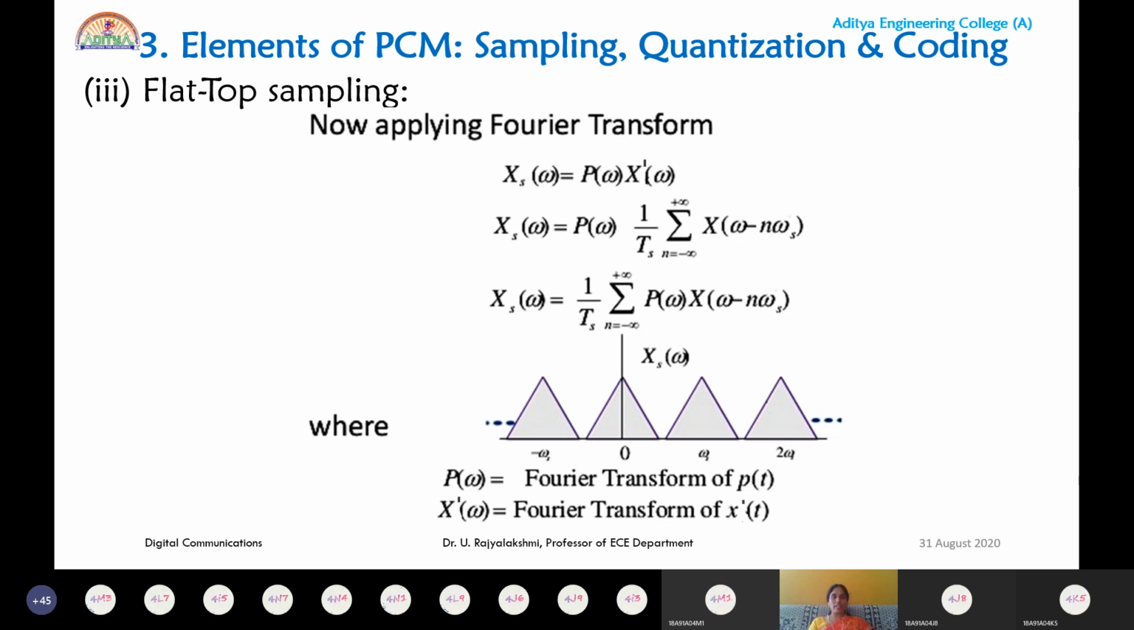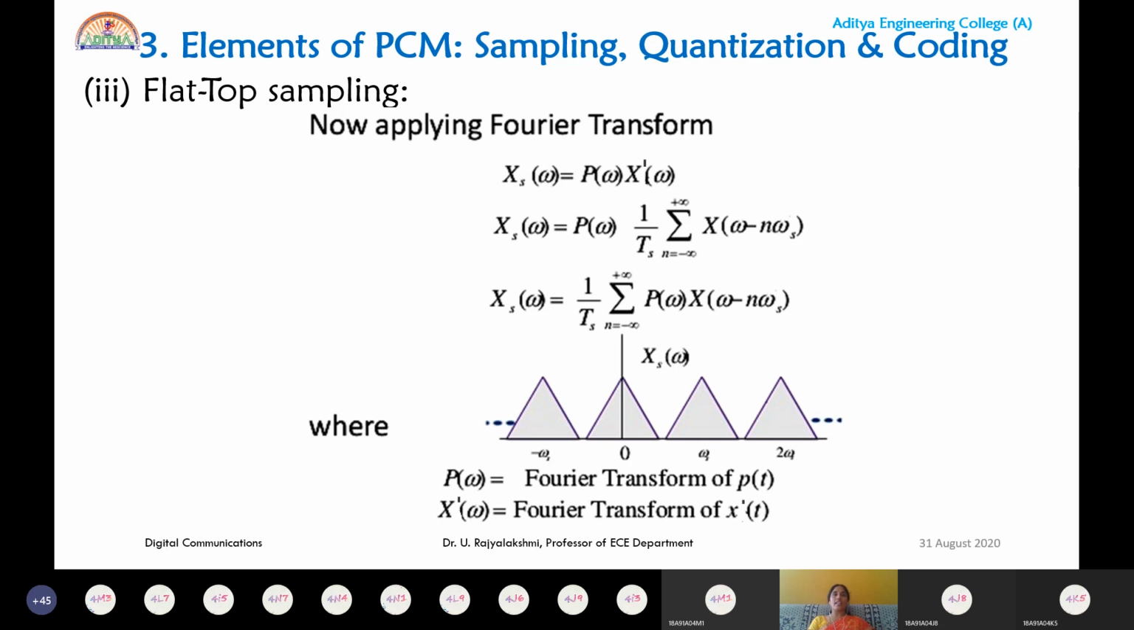Why does flat top sampling have a lot of advantages over the rest? Because flat top sampling makes use of a sample and hold circuit to generate pulses with flat tops. If we have pulses with flat tops, it is very much compatible with digital communication. So that's why flat top sampling is preferred over the other two sampling techniques. Okay, so with this we concluded the sampling section.